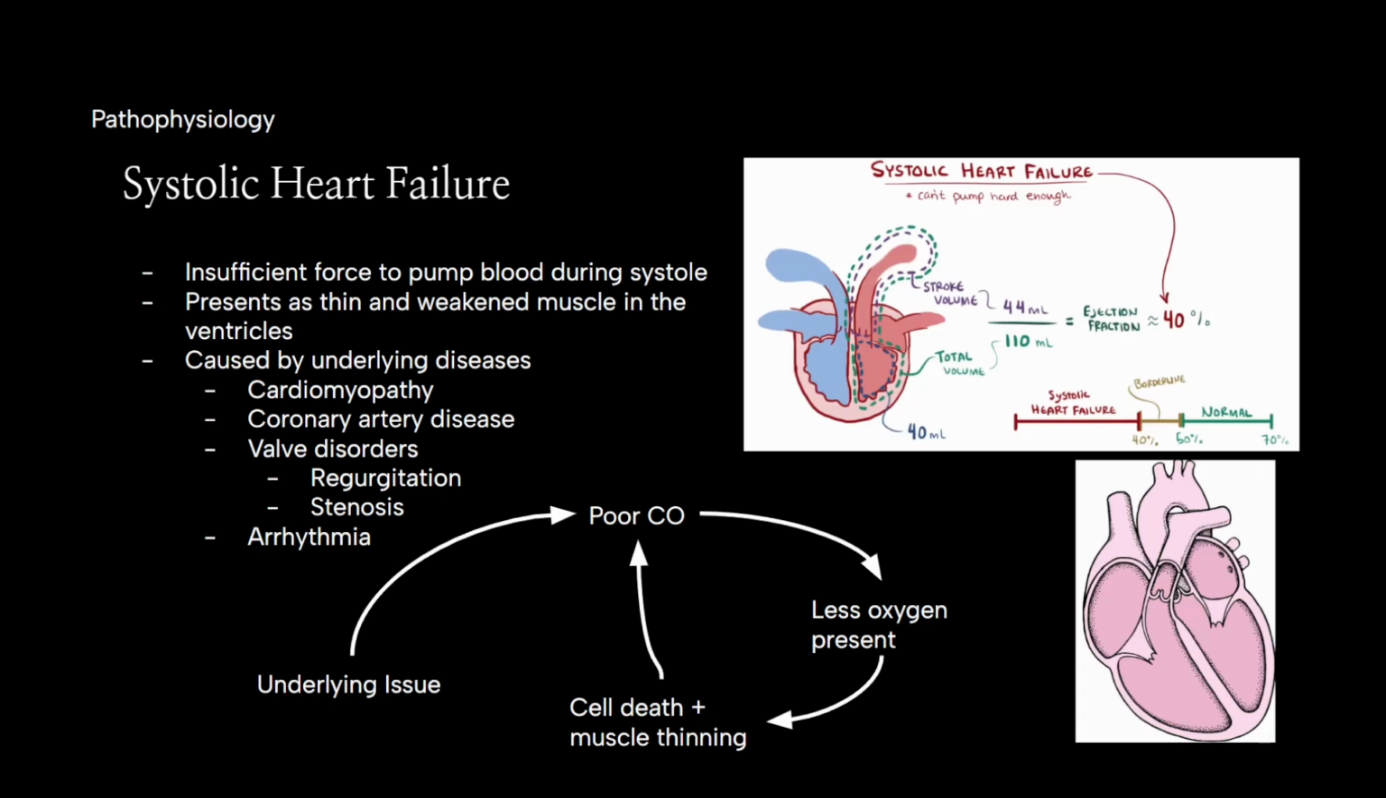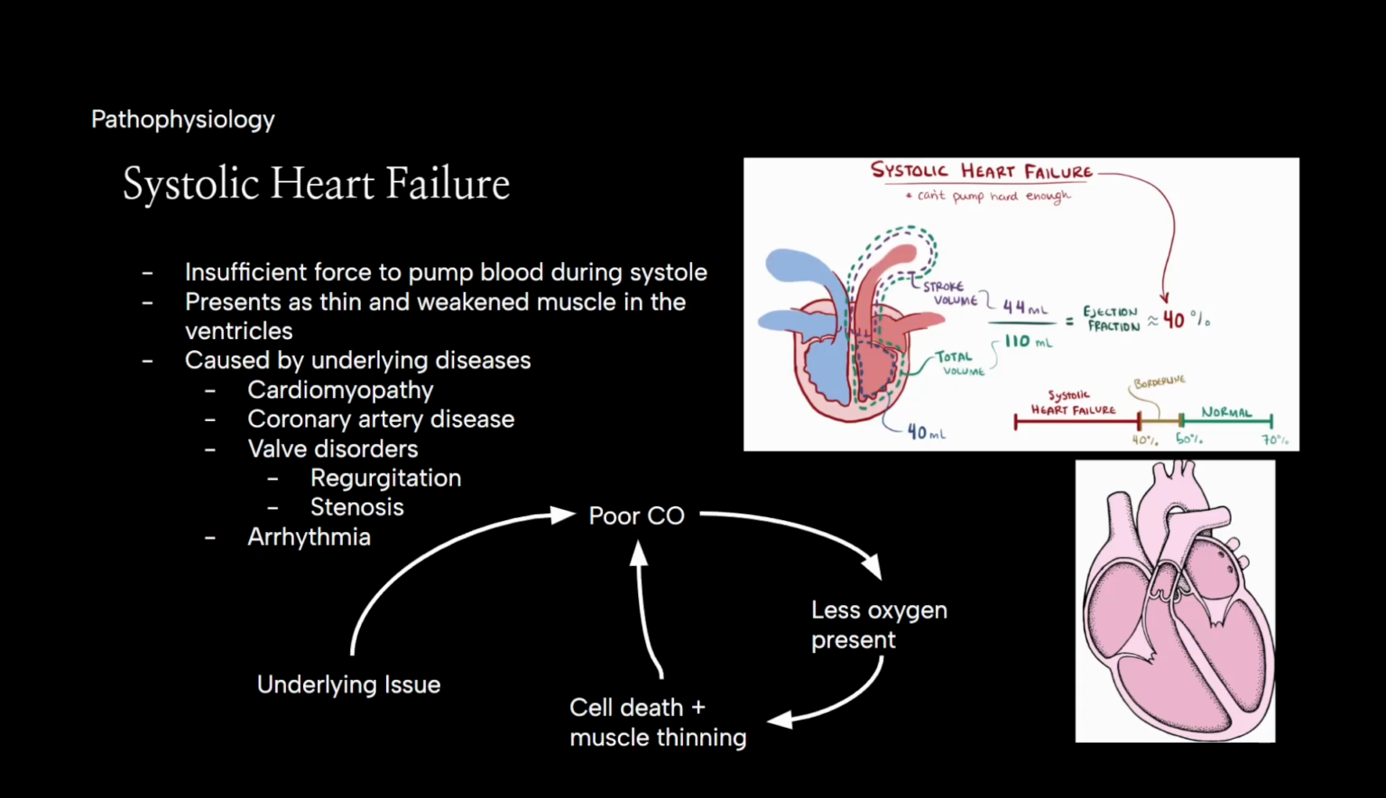Then we have valve disorders. So we can have regurgitation, which is blood being pumped by the ventricles backflowing into partially open valves. Less blood goes to where it needs to go because stroke volume is going to decrease. When less blood goes to where it needs to go, there's less oxygen to tissues that need it. That's where you get cell death, and then you get into this loop of weaker cells, cell death, thinner walls of the heart, less stroke volume.